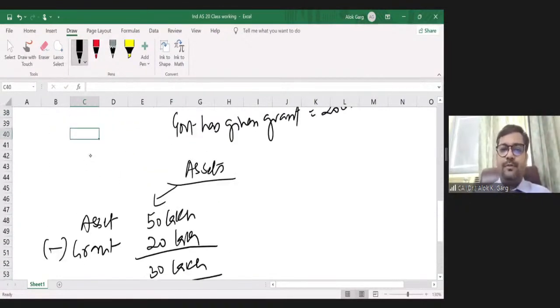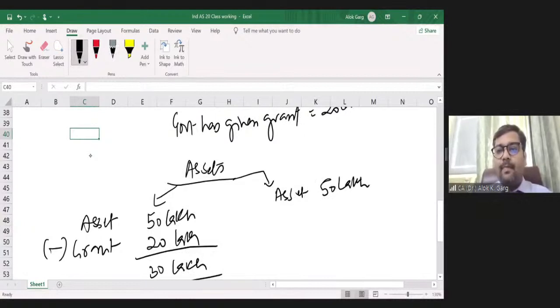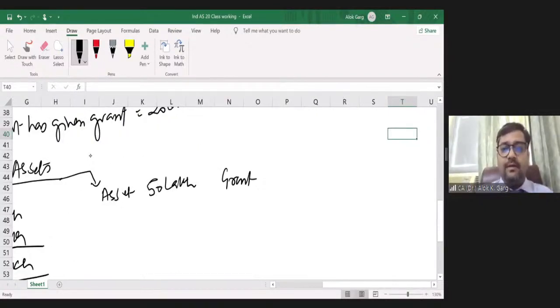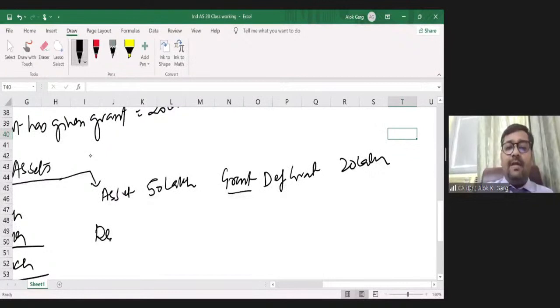This is the first approach. Second approach: the standard says that if you are showing the asset at 50 lakh, you need to show the grant as a liability. So you need to show the grant as a deferred grant, 20 lakhs, as a liability. Now this asset will be depreciated every year. What will be the depreciation, Shraddha? Depreciation is 5 lakh per annum.